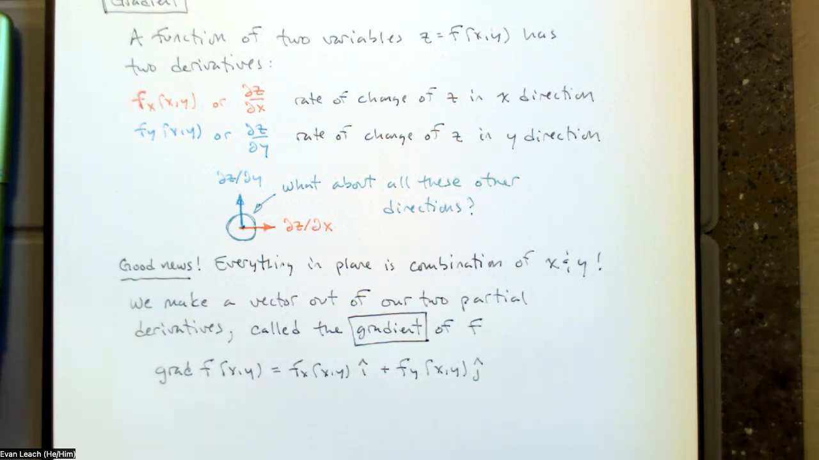If I told you to make a vector out of two partial derivatives, and I kept using the word direction, this is the vector that you would have come up with.